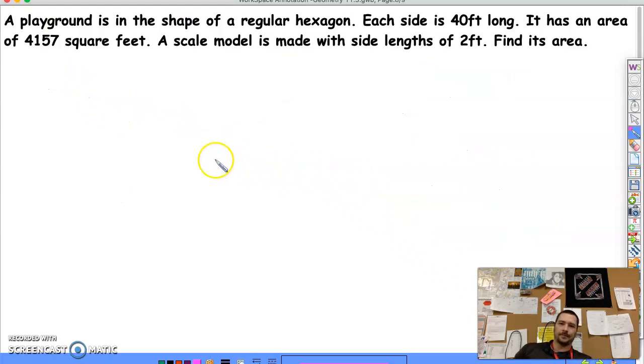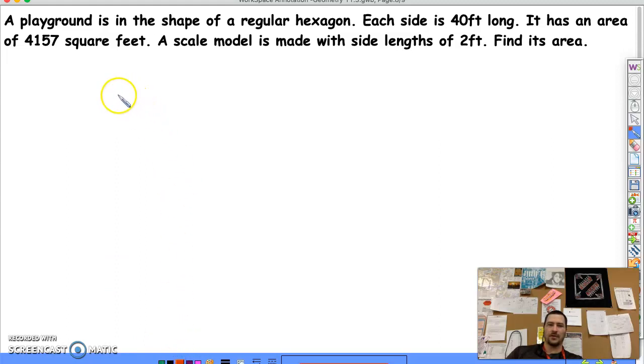All right. Another example here. Now we got a word problem, everyone's favorite. So a playground is in the shape of a regular hexagon. So regular, you should be thinking all the sides are the same, all the angles are the same. Each side is 40 feet long. It has an area of 4,157 square feet. A scale model is made with the side lengths of 2 feet. So we know that our sides go from 40 feet to 2 feet.